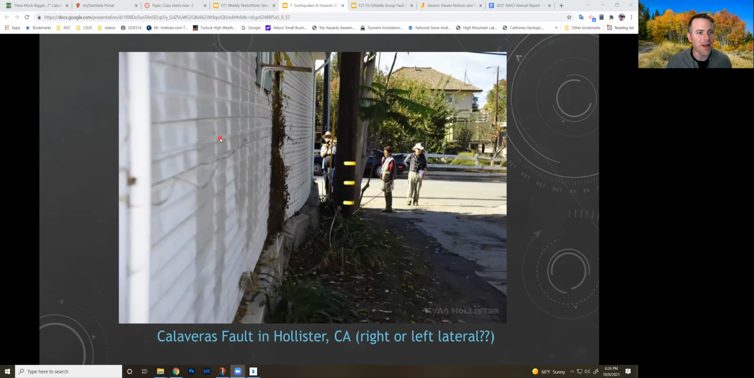And some houses are unfortunate enough to be built right on top of the Calaveras fault in Hollister. And so here's their foundation, right laterally offset. So after 30, 40 years, their foundation really starts to get offset. It can mess up pipes and all that other kind of stuff. So they have to figure out ways to make sure their house doesn't get ripped in half over 100 years' worth of time.